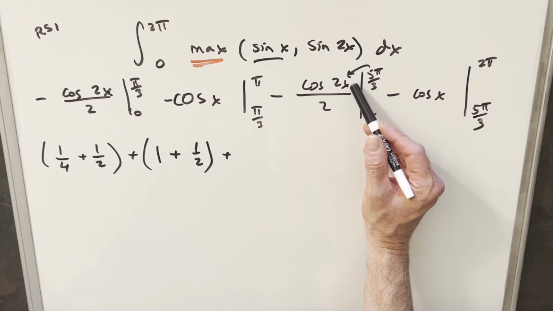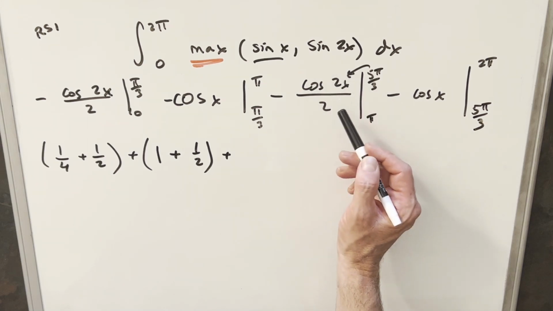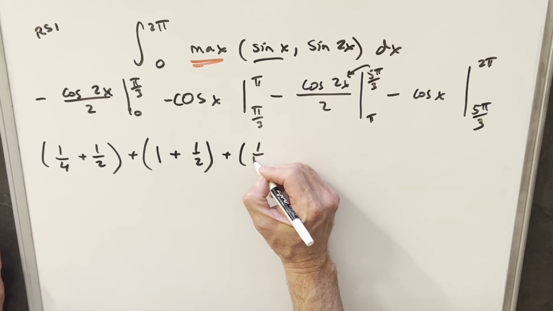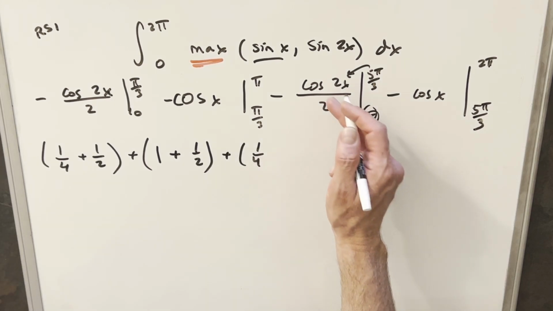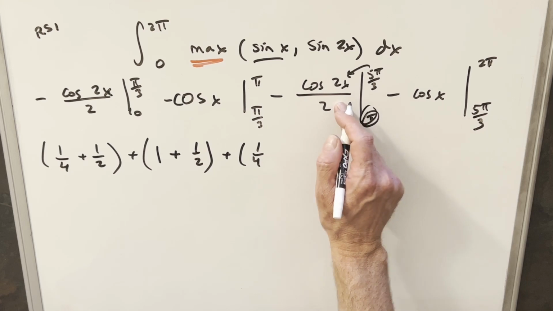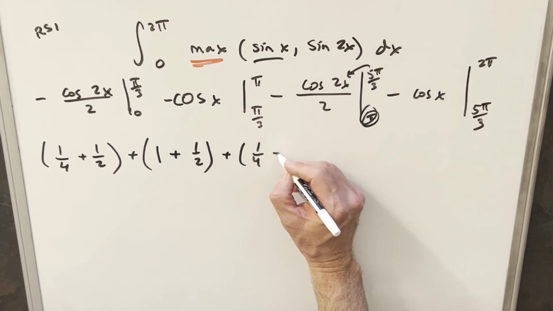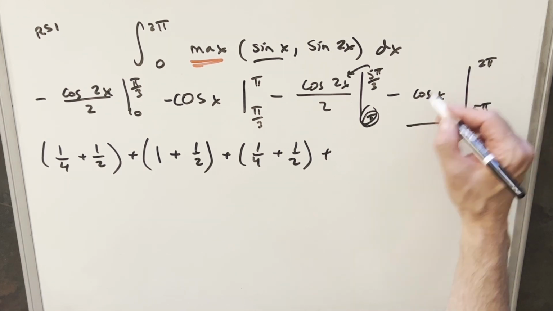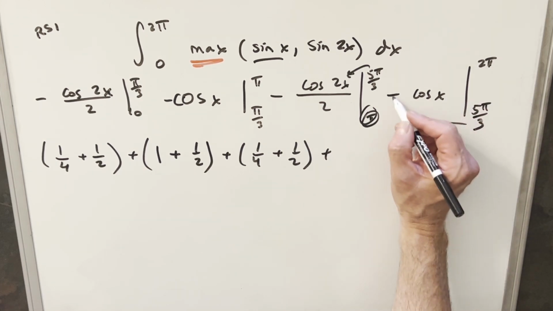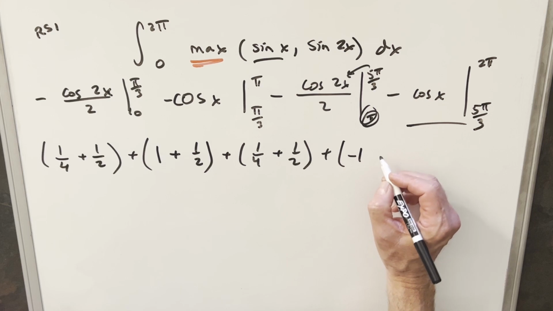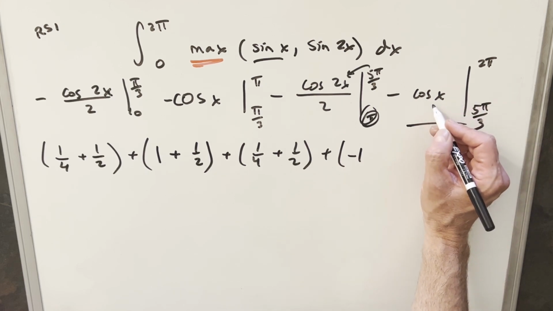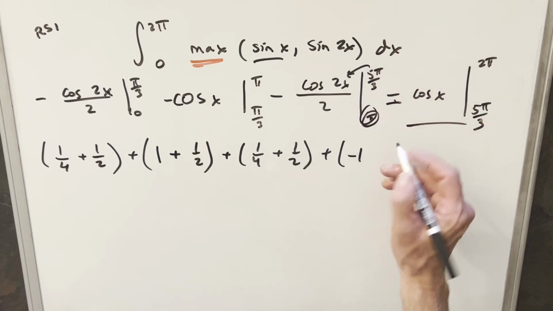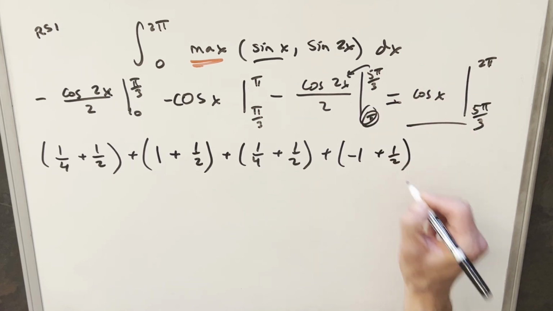Plugging this in here, cosine of 10 pi over 3 is going to be minus a half divided by 2, but with a minus, it's going to give me plus 1/4 here. Plugging in a pi here, cosine 2 pi is 1, so we're going to have 1/2 minus, but another minus is going to give me a plus 1/2 here. And then for this last one, plugging 2 pi in, cosine of 2 pi is 1, but we get the minus sign, so we're going to have a minus 1 here. Then plugging 5 pi over 3 in here, this is going to be a plus 1/2, minus sign here, but then another minus sign is going to give me a plus 1/2 here.